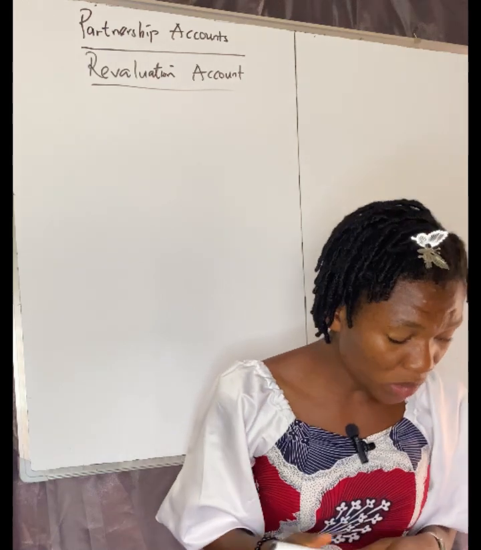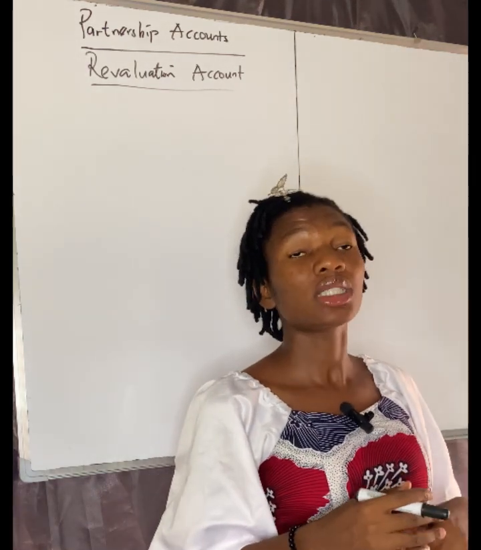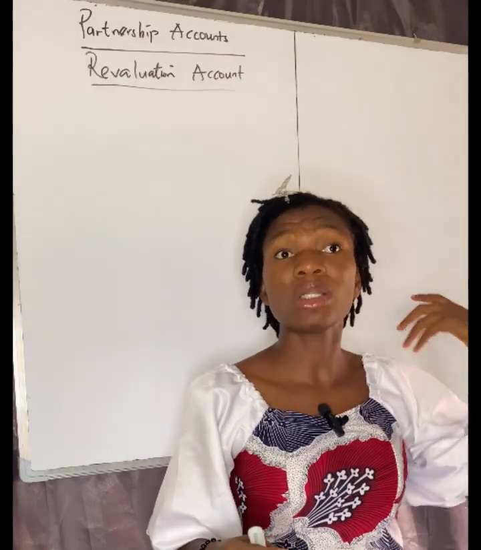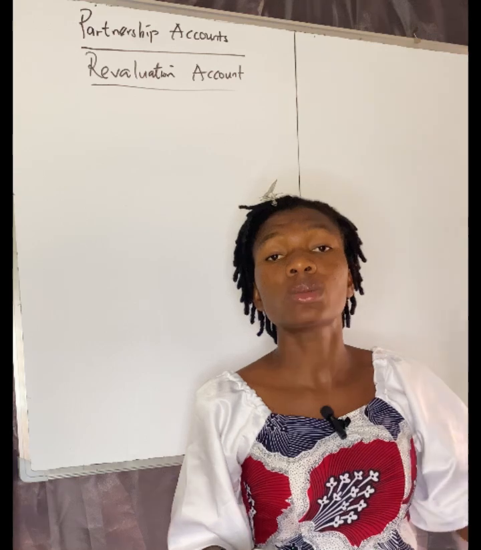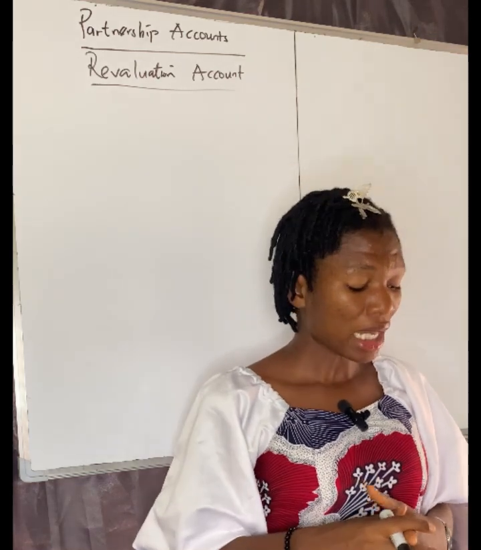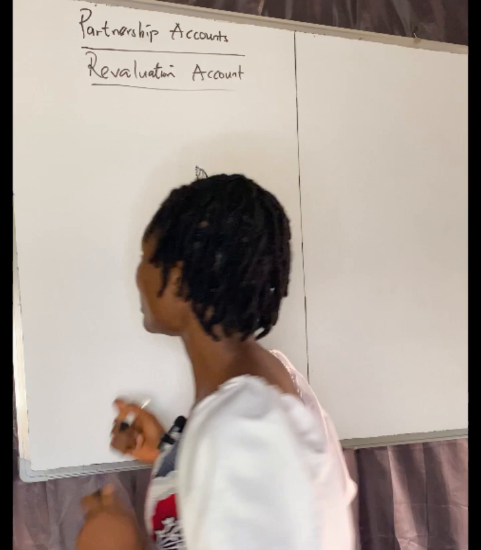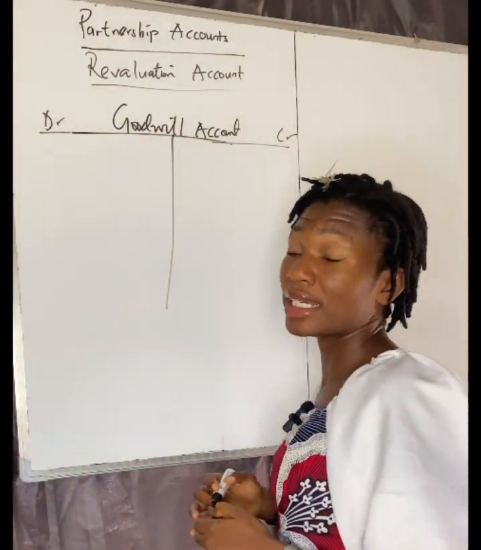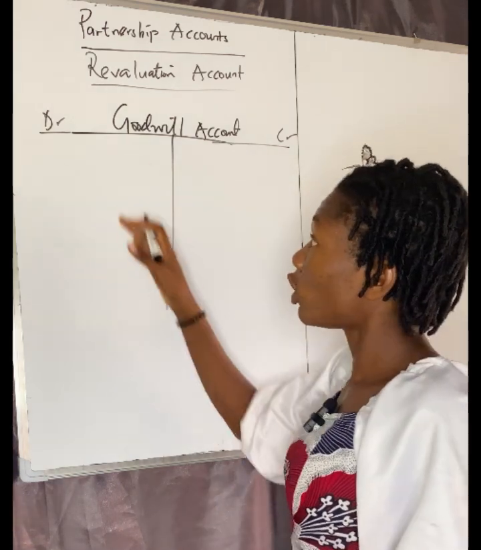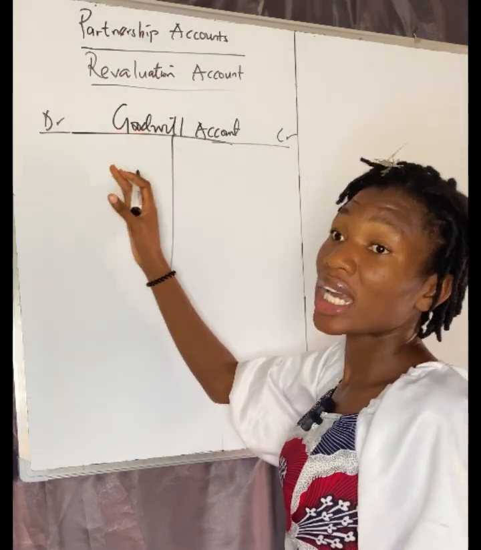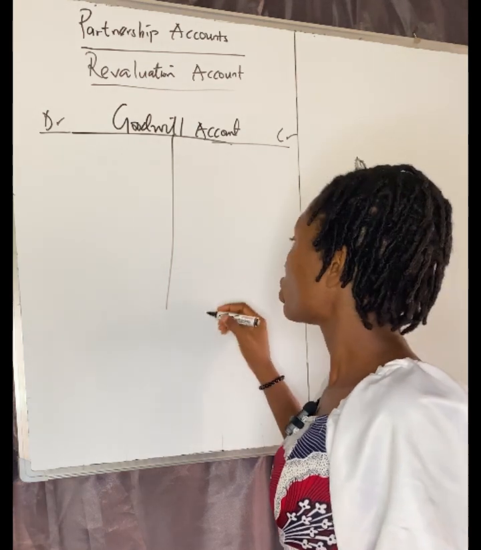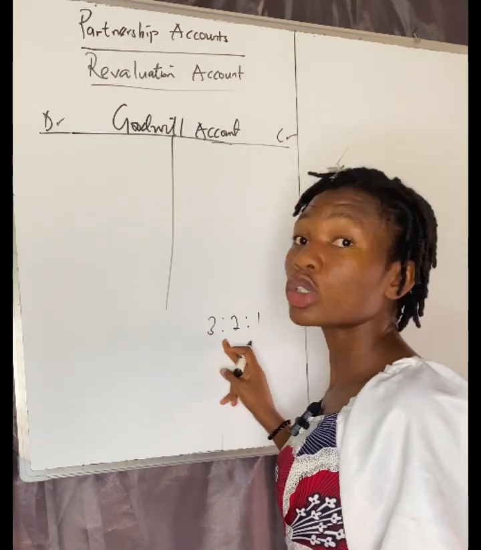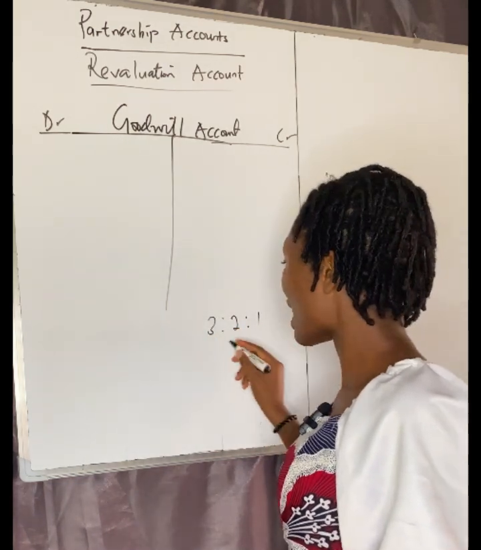For the goodwill account, we have agreed that they are sharing profit and losses in the ratio 3:2:1. Like I said, when goodwill is valued fresh, we use the old profit sharing ratio, which is 3:2:1, and our goodwill value is 6,000 naira. Since goodwill is a debit item, we'll be entering on the debit side in the goodwill account, then crediting the capital account. If we want to convert the ratio to fractions, we add 3 plus 2 plus 1, and we have 6.